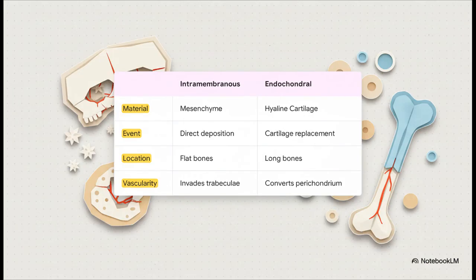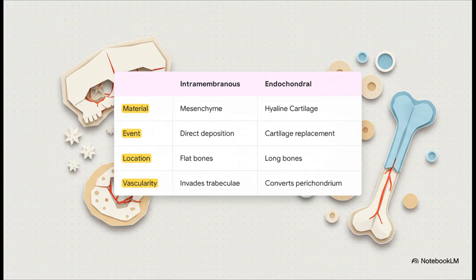Okay, putting them head-to-head like this really makes the differences pop. Intramembranous starts with simple mesenchyme and just deposits bone directly. It's fast, it's efficient, it's protective. Endochondral starts with a complex hyaline cartilage model and replaces it. It's a slower process, but it's built for longitudinal growth. One builds flat bones, the other builds our long bones.